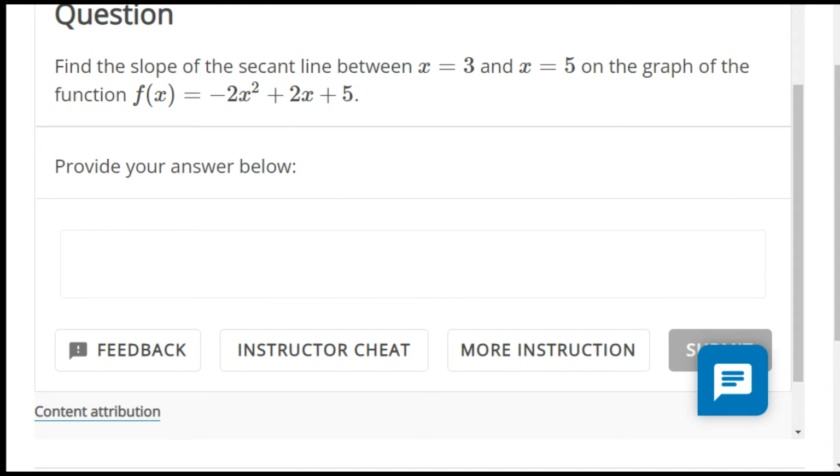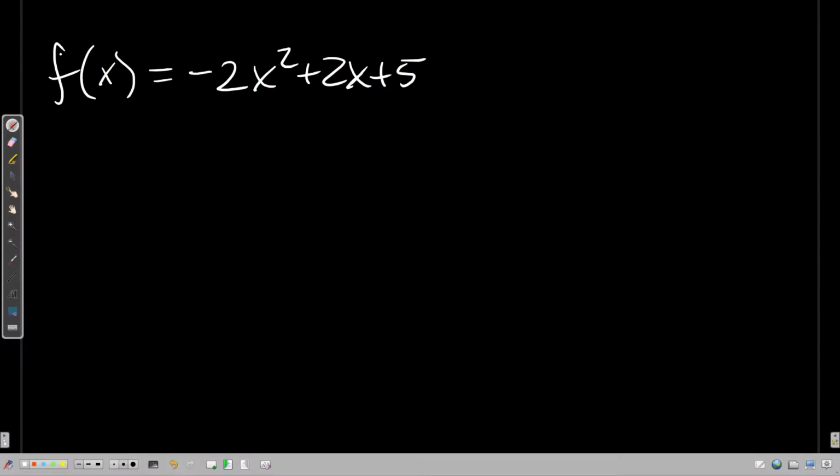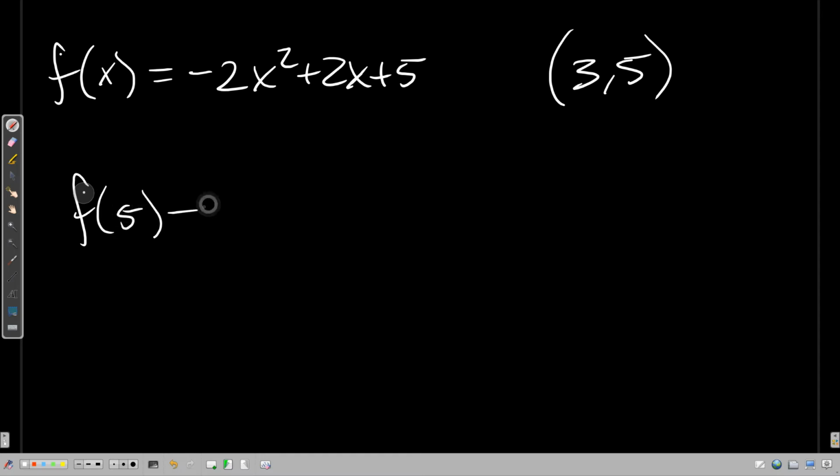Okay, another function, and this time the interval is just a couple numbers. That's cool. So the function is minus 2x squared plus 2x plus 5. And our interval was from 3 to 5. Okie doke. So we are needing f of 5 minus f of 3 over 5 minus 3.